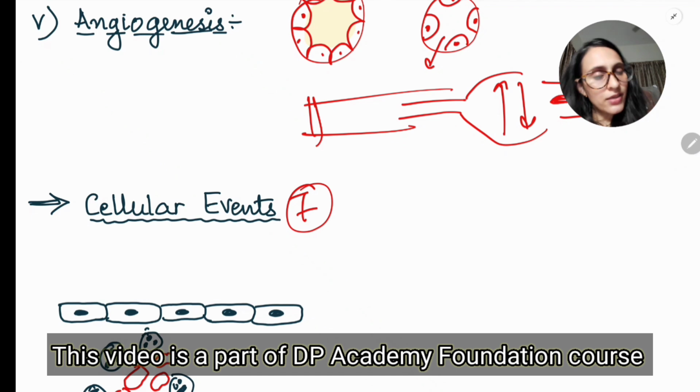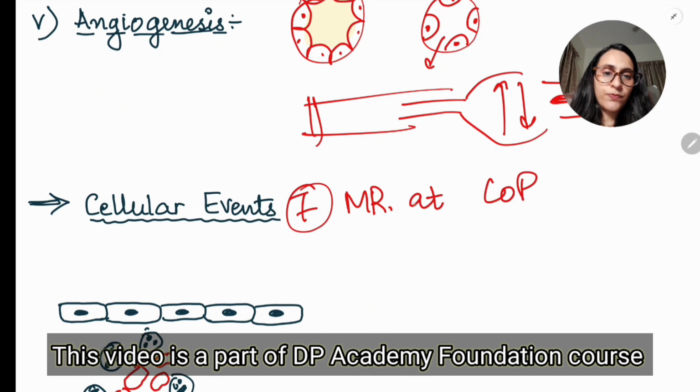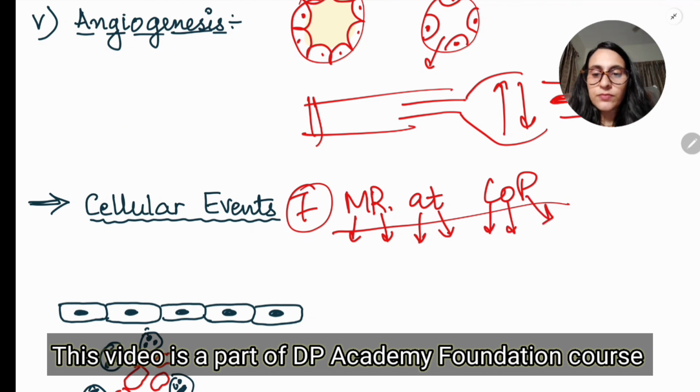What happens? Some bacteria comes, it attacks like this, whatever happens. So it is kind of a sequence and you must learn everything in the sequence. So what are the 7 cellular events that you need to remember in the sequence? Because in exam, they can only ask the sequence of the events. So this sequence can be remembered as Mr. at Cop. Mr. at Cop. What are the 7 events? Margination, rolling, adhesion, transmigration, which is also known as diapedesis, C is chemotaxis, opsonization, and phagocytosis.